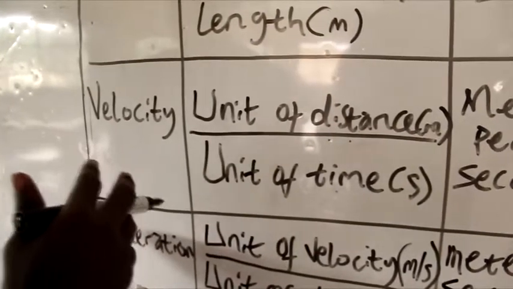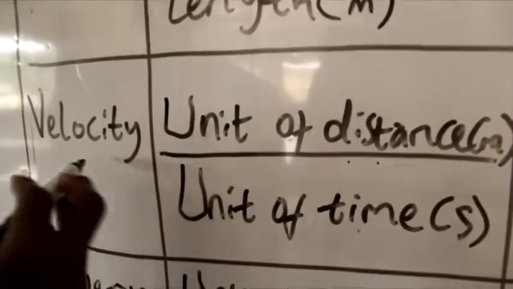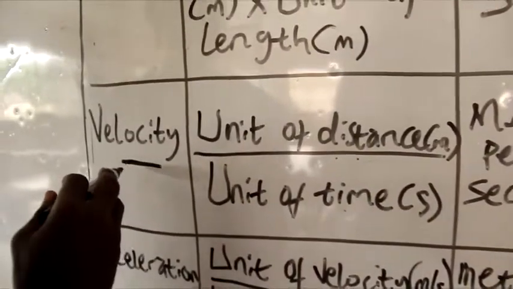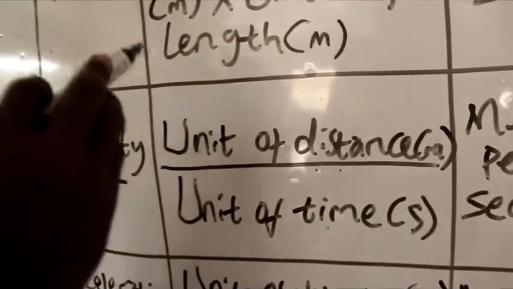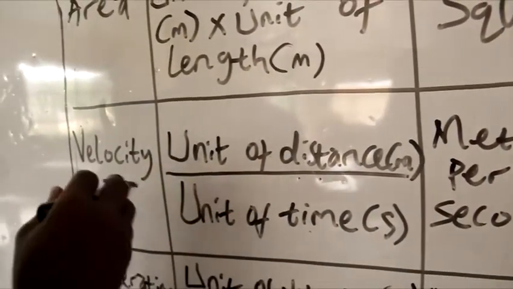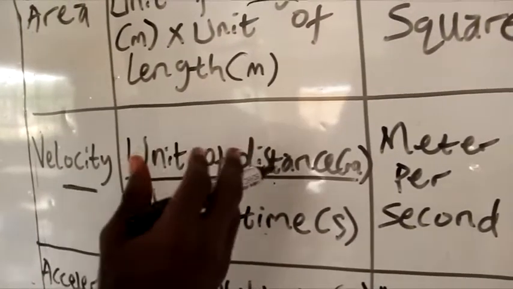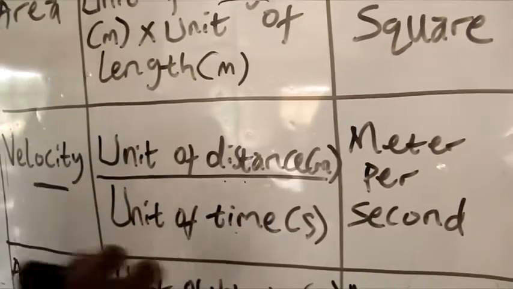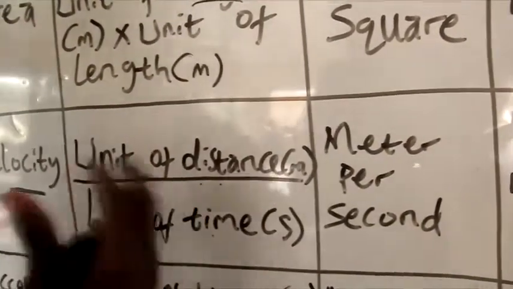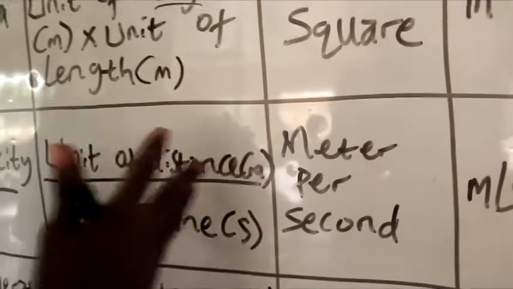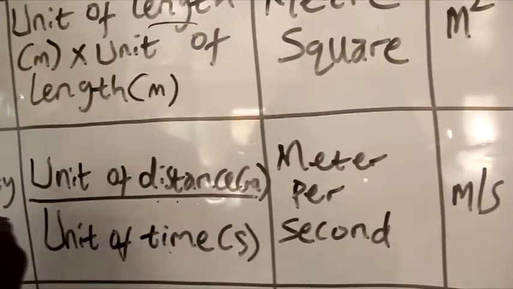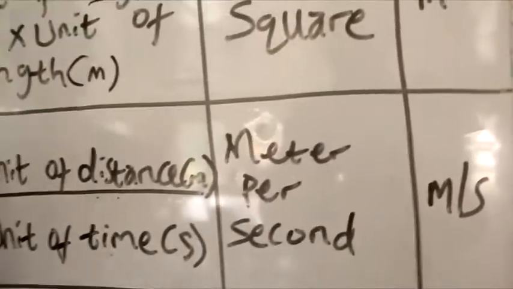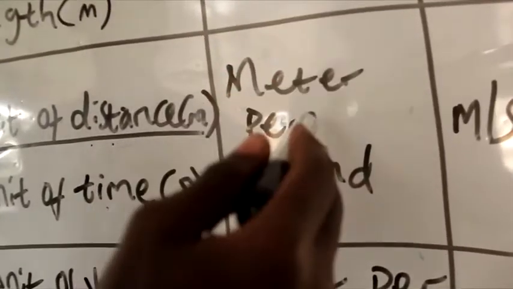So the second derived quantity we are looking at is velocity. Velocity is different from speed, although speed is also a derived quantity. More specifically, velocity is displacement over time. Sometimes speed and velocity are used interchangeably. The unit of velocity can be gotten by dividing the unit of distance by time. So the unit of velocity is meter per second.